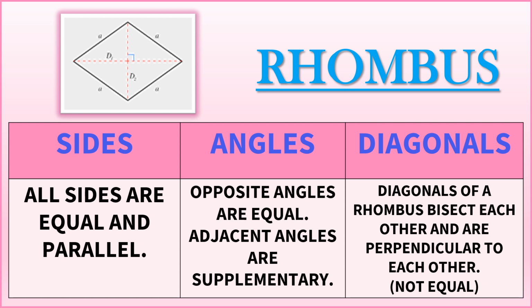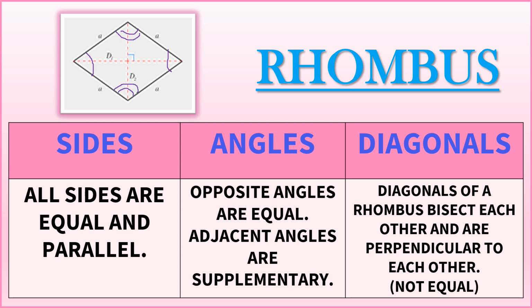Now coming up next is a rhombus. A rhombus is of course a four-sided quadrilateral, and all the sides are equal and parallel. In a rhombus, all the sides are equal and parallel. And when we talk about its angles, then the opposite angles are equal. Only the opposite angles, okay. That means this angle will be equal to this angle, and this angle will be equal to this angle.